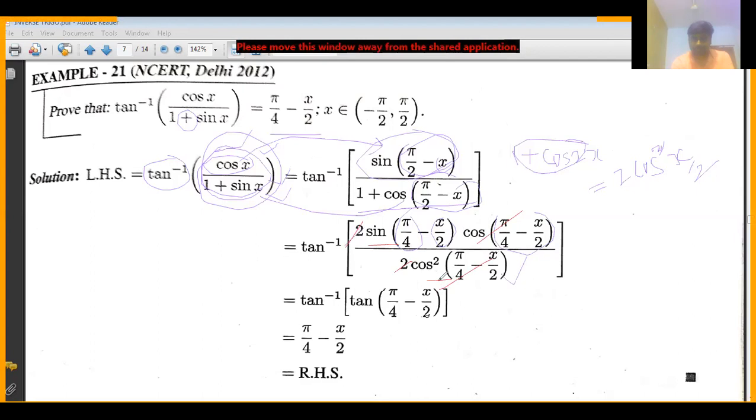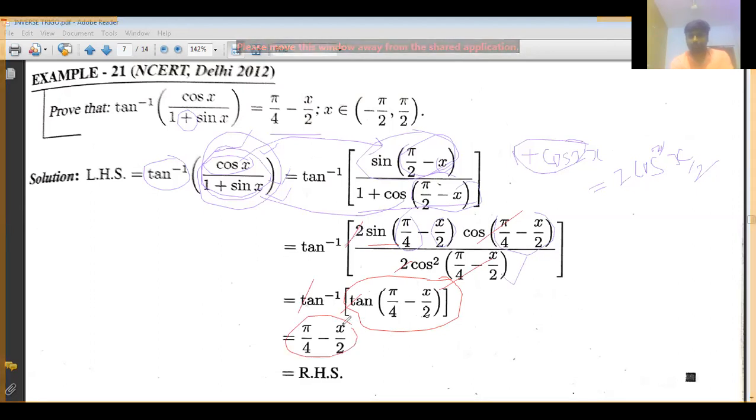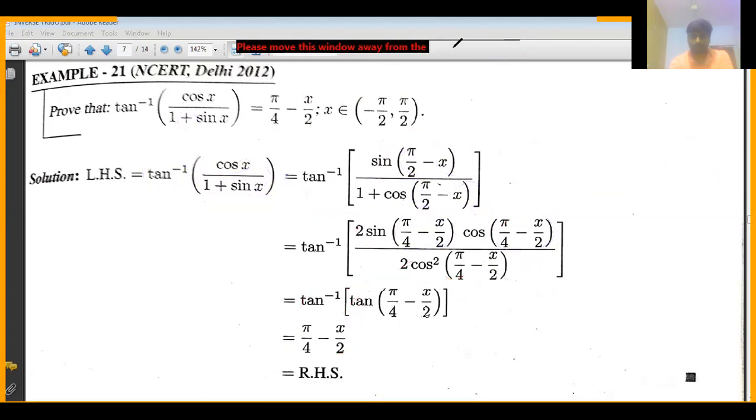Sine by cos, so tan. Finally, we got what is required, what we need. We got the result in terms of tan. Now I can cancel tan inverse. So what is the answer? Pi by 4 minus x by 2. Now you can solve this problem. Now we can solve the previous problem also in this method. So the previous problem and this problem are both the same. You can solve in any of those methods, not a problem, whichever you feel is easy. Clear? So let us go for the next problem.